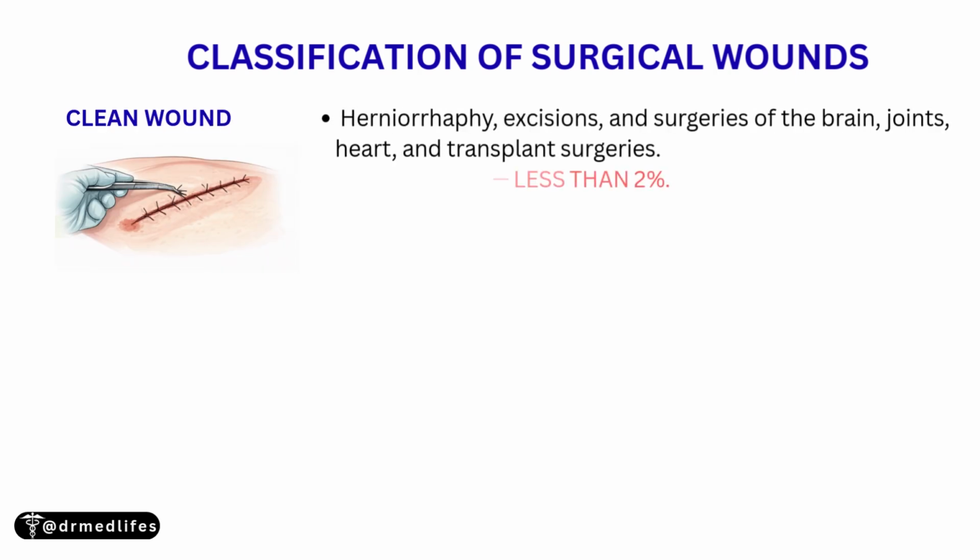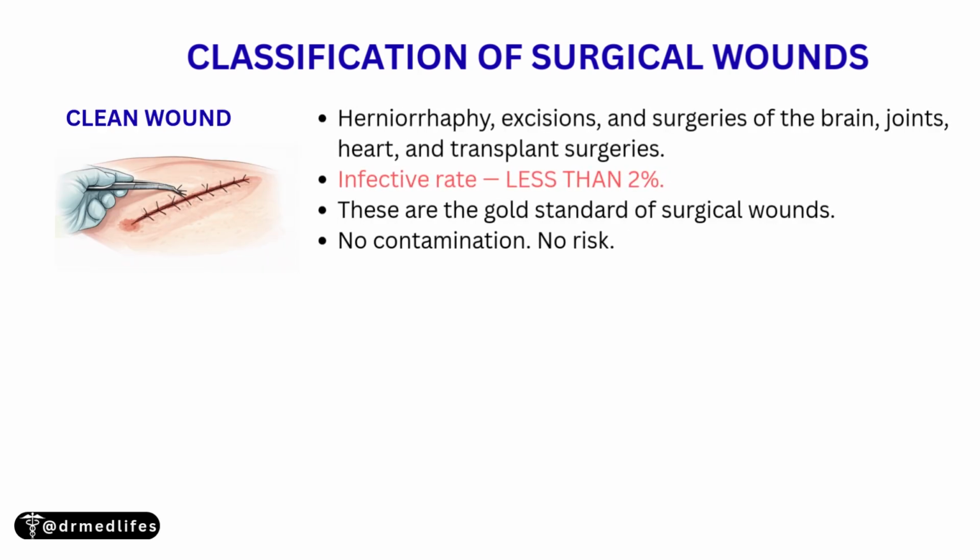And let's see the classification of surgical wound. Clean wound. Examples include herniorrhaphy, excision and surgeries of the brain, joint, heart and transplant surgery. The infective rate is less than 2%. These are the gold standards of surgical wound. Here, no contamination and no risk.